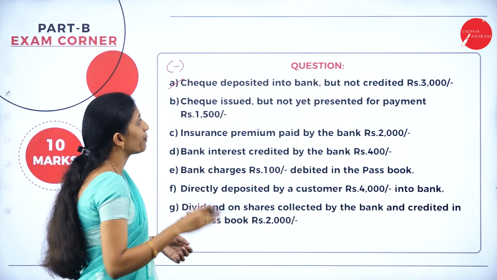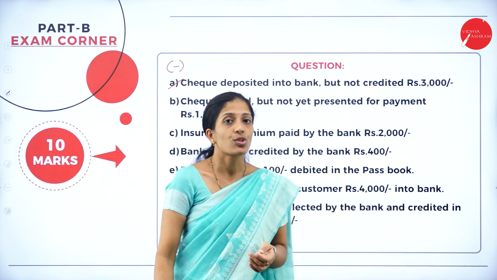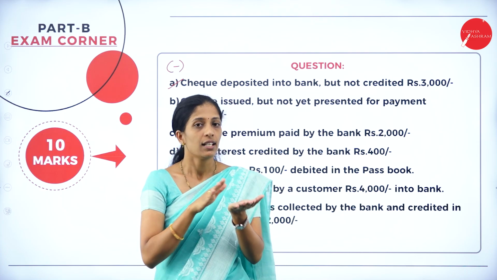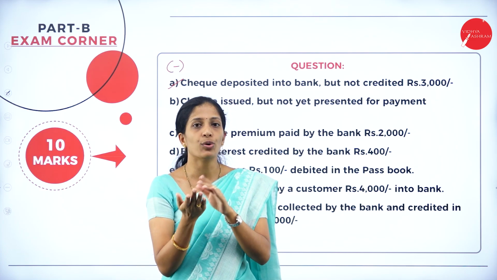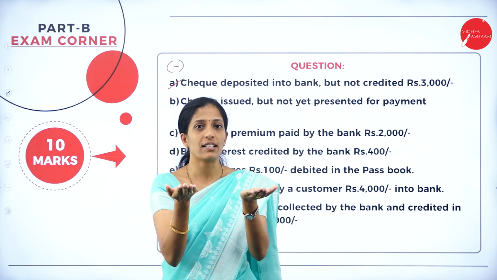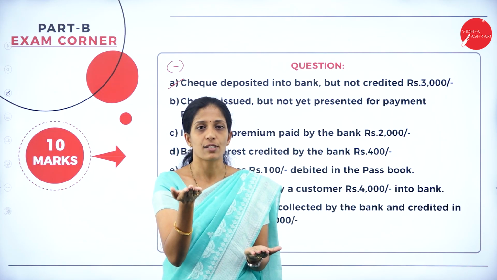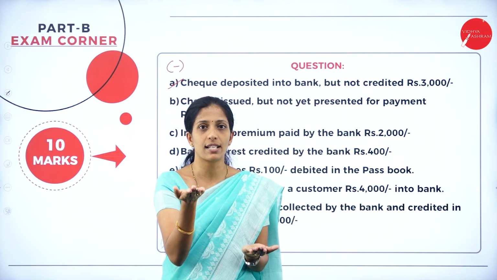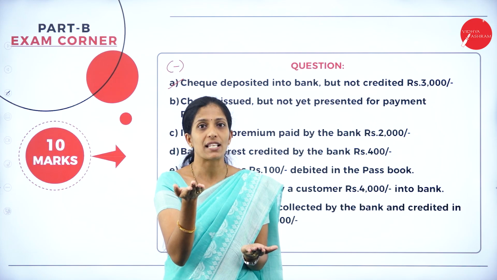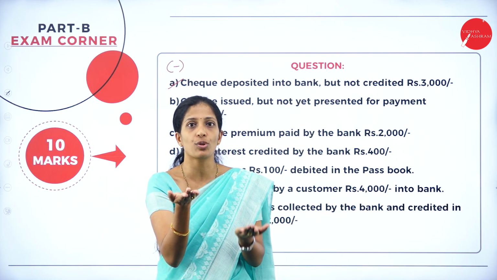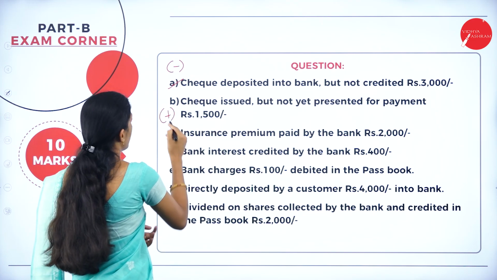Next one, check issued but not presented for payment. Check issued means you have written a check and sent it. This is cash book, maintained by you, and the passbook is maintained by the bank. When a check is issued, you will show less balance because you have written a check and sent it. So your bank balance decreases. Passbook is showing more balance. Cash book is my base book. I have to adjust to passbook. So, what I have to do? Add. So, the second one is add.